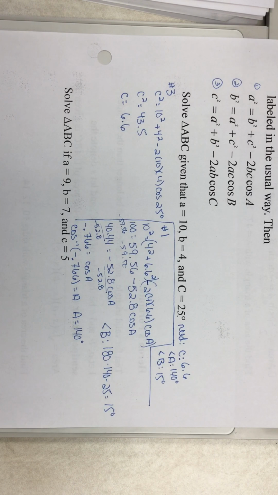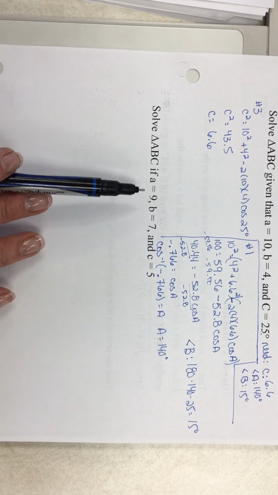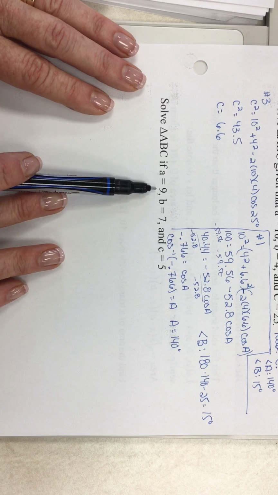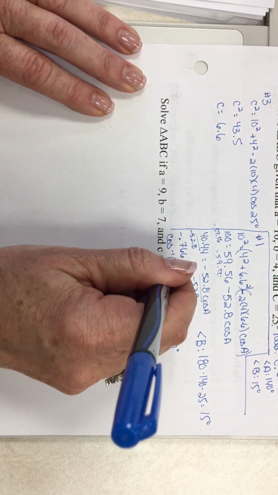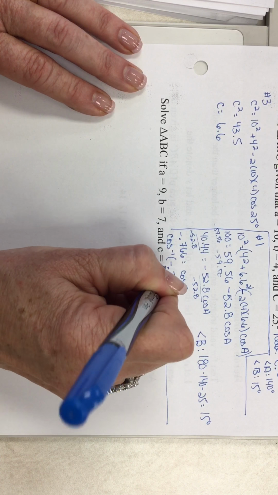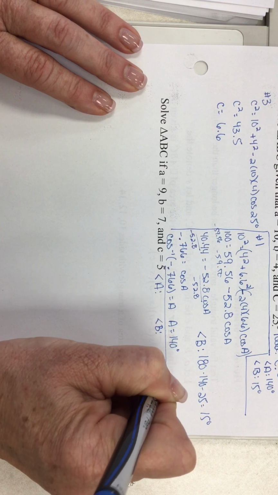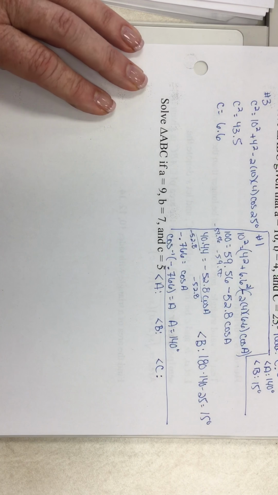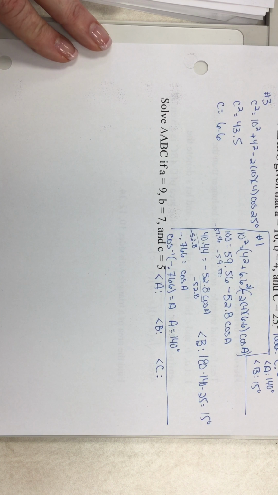That's awesome. Okay, second example. Solve triangle ABC, but now notice I have three sides, 9, 7, and 5. What's missing? All my angles. So I need angle A, I need angle B, and I need angle C.